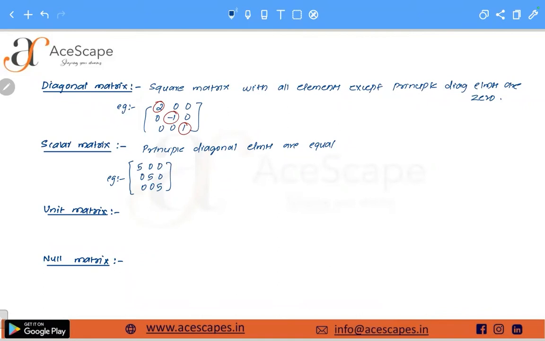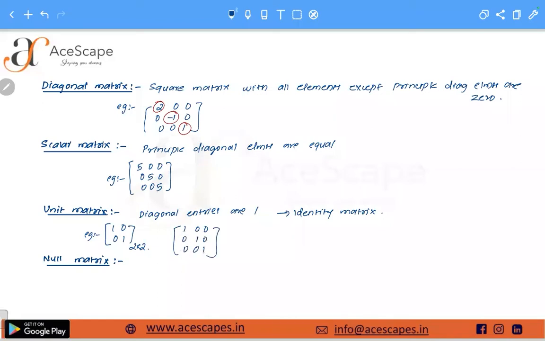So another type of matrix is a unit matrix. Here, all the principal diagonal entries are 1. It is also called an identity matrix. A 2 by 2 unit matrix is 1, 0, 0, 1. This is a 2 by 2 unit matrix or identity matrix. And a 3 by 3 identity matrix is 1, 0, 0, 0, 1, 0, 0, 0, 1. All the diagonal elements are 1. Such matrices are called unit matrices.